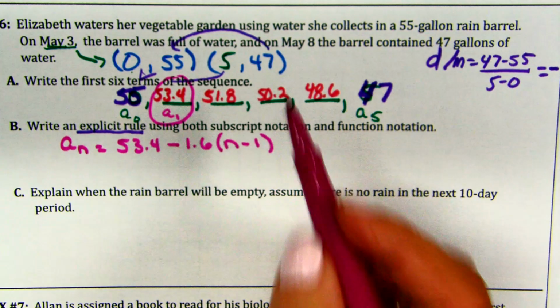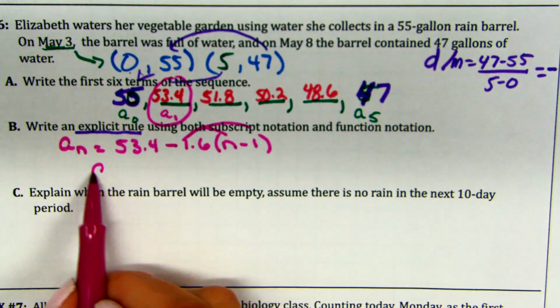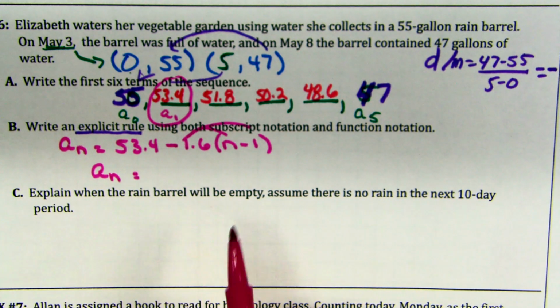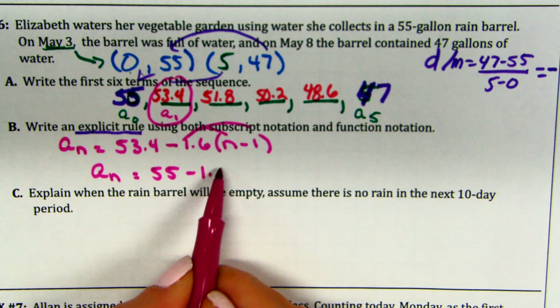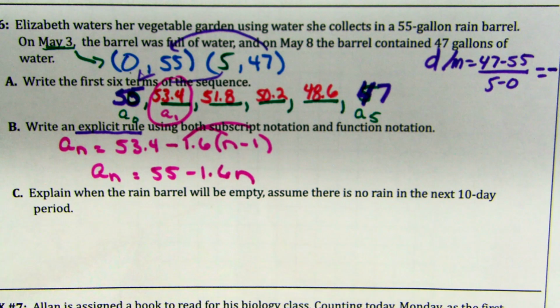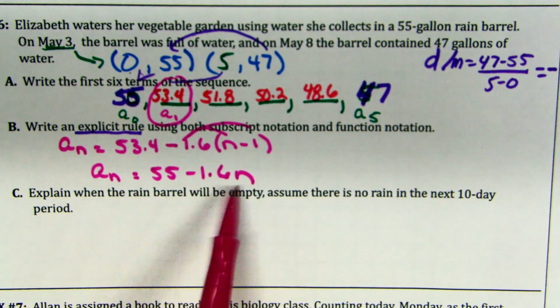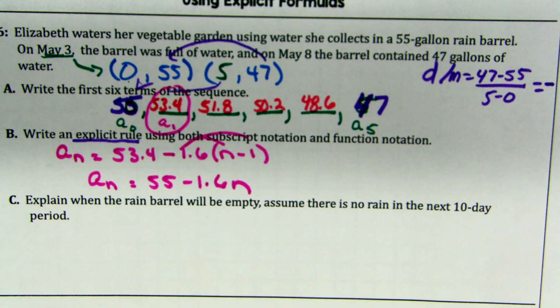Simplify by distributing. You guys can trust me. You end up with 55 minus 1.6n. So I distribute, combine like terms, all that. There's my explicit rule. If it had said write it in slope-intercept form or linear, I would have used the f of n. That's the only difference, okay? But they're the same thing. Don't get hung up on it.